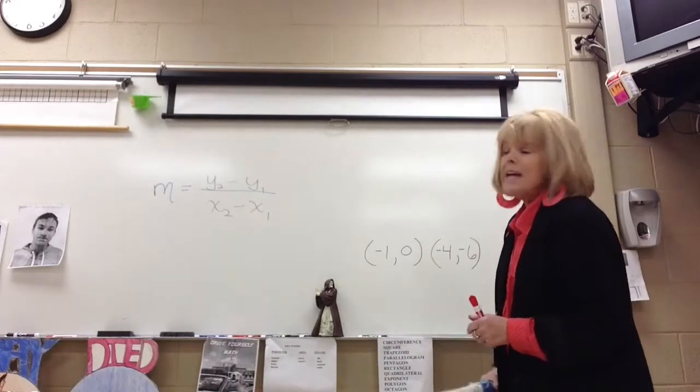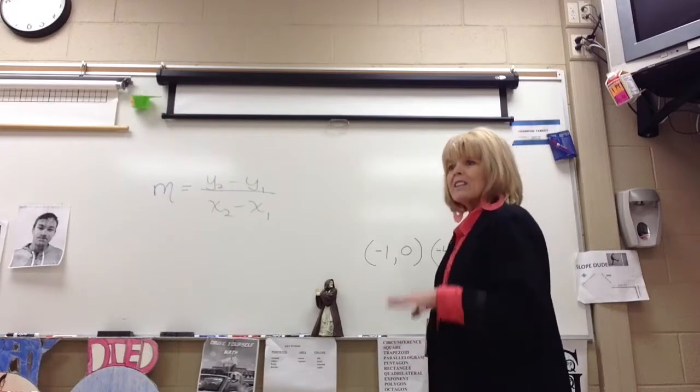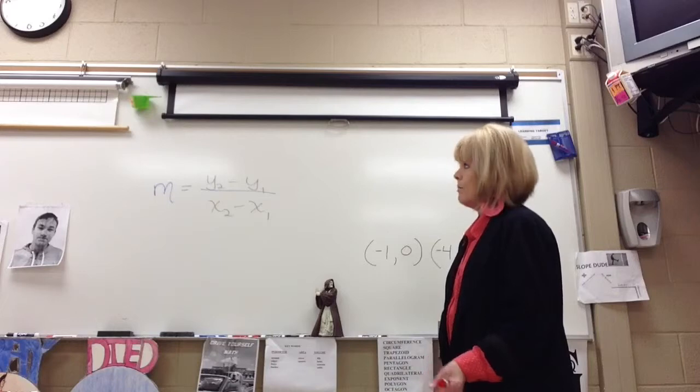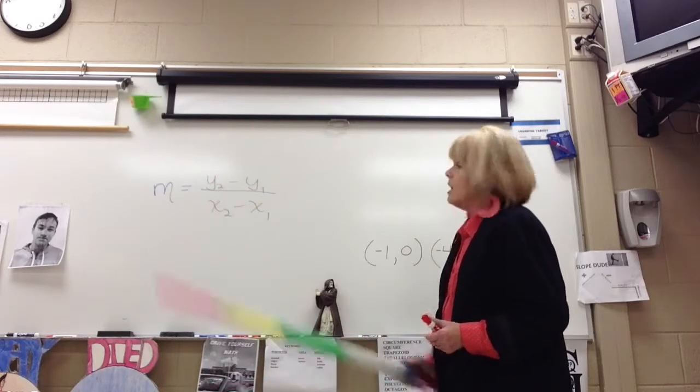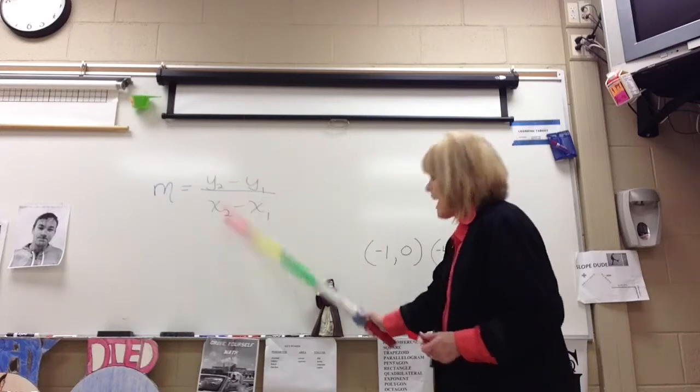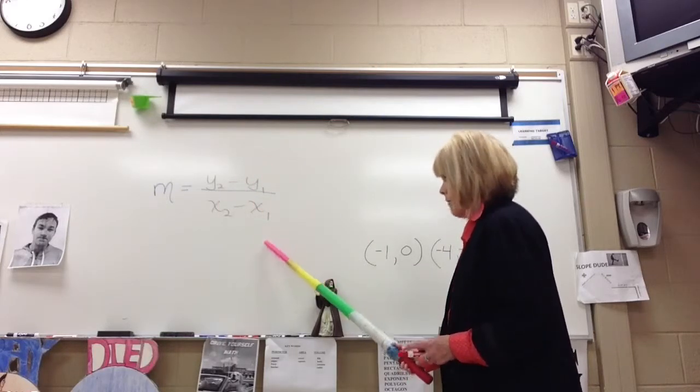There's the formula. M stands for slope. The slope is M, a bada bada bam. That's from the song, The Slope Rap. The slope is M. So the slope is y2 minus y1 over x2 minus x1.